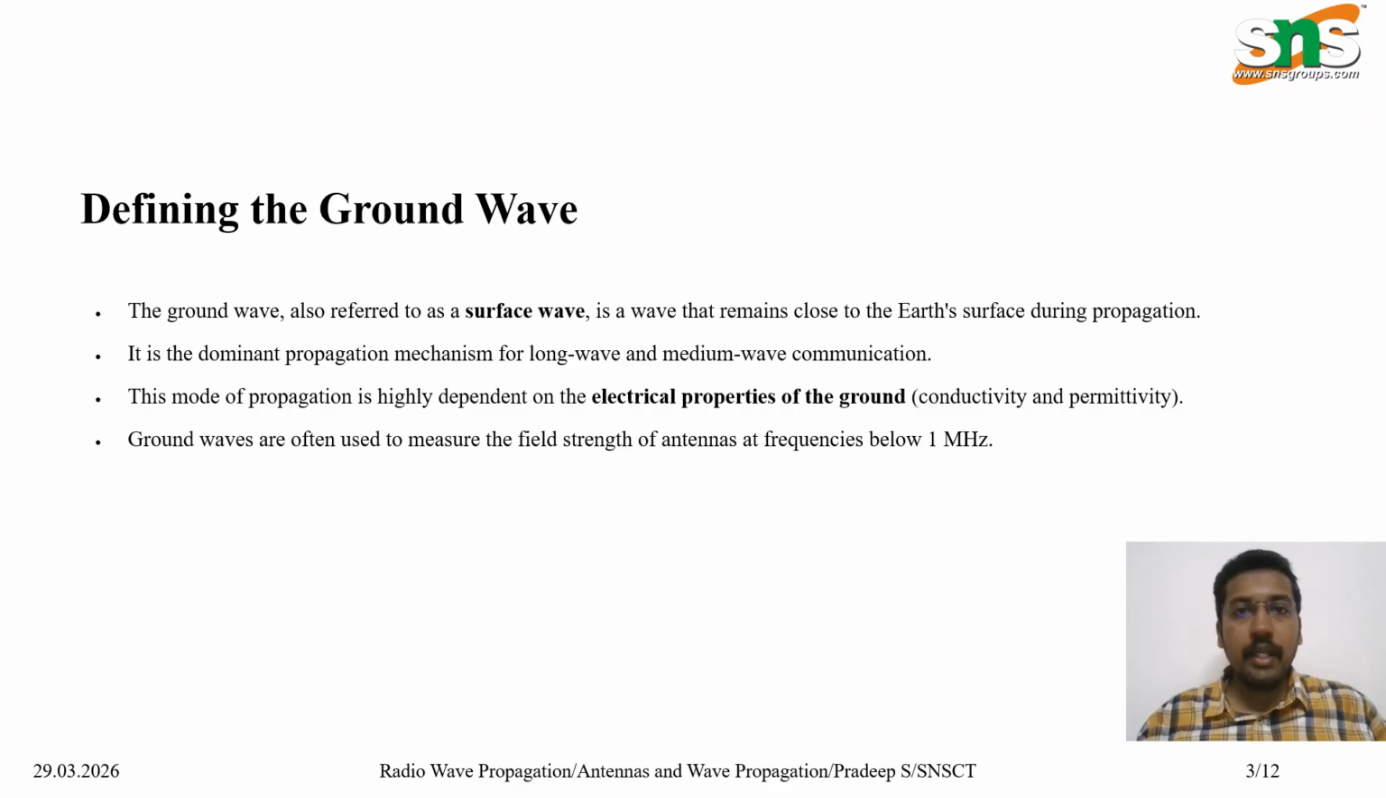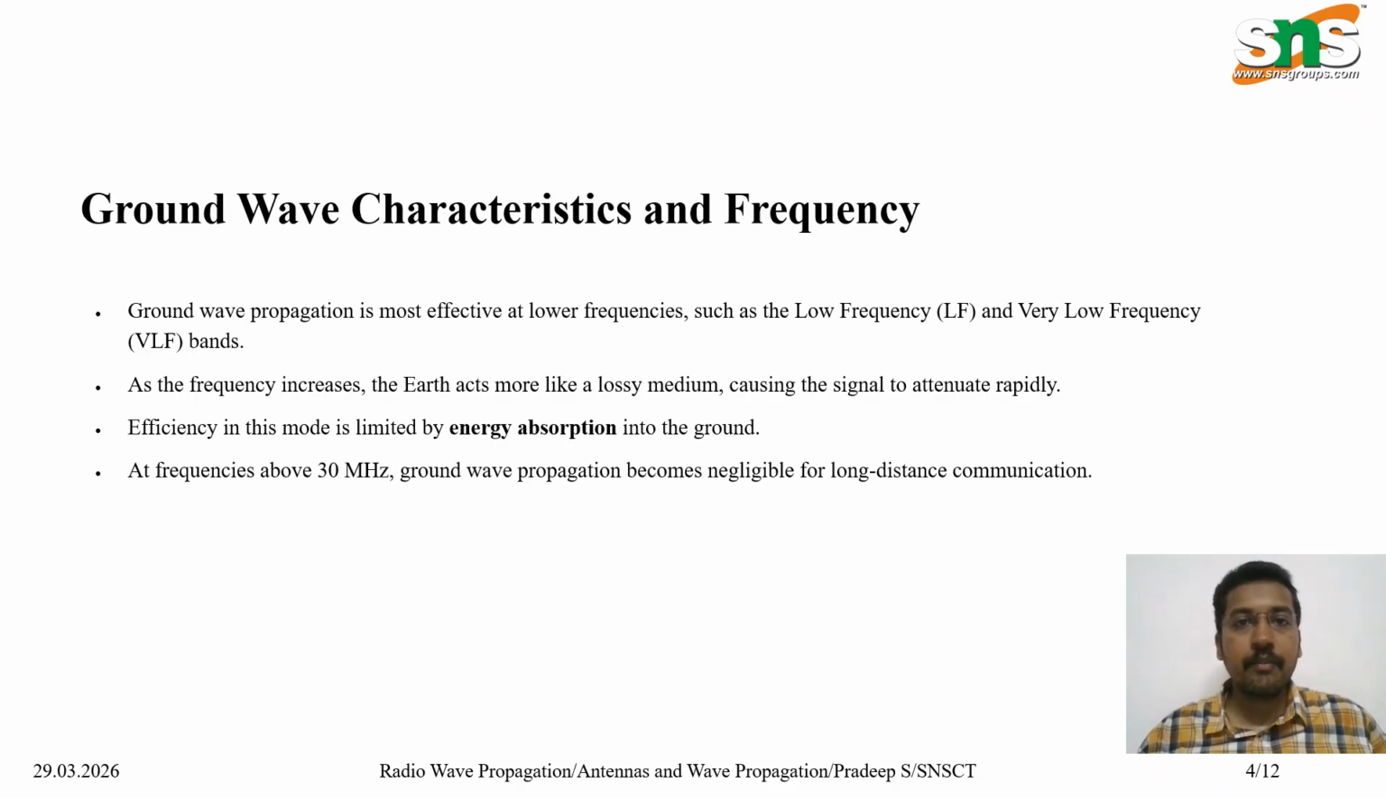Defining the ground wave. A ground wave, also called a surface wave, travels very close to the Earth's surface during propagation. It is mainly used in long wave and medium wave communication systems. The effectiveness of ground wave propagation depends strongly on the electrical properties of Earth, such as conductivity and permittivity. Because of its stability, ground wave propagation is often used for measuring antenna field strength, especially at frequencies below 1 MHz.